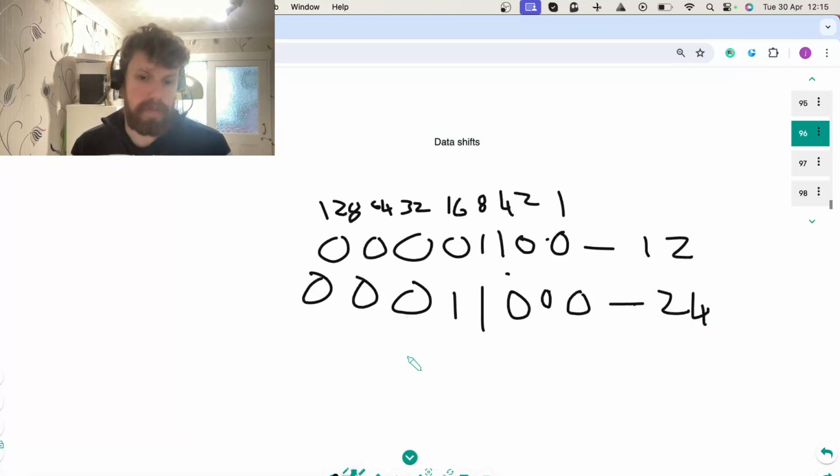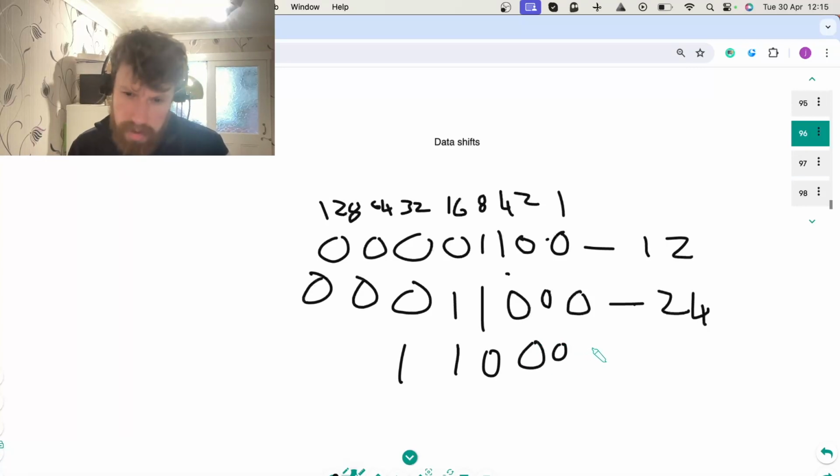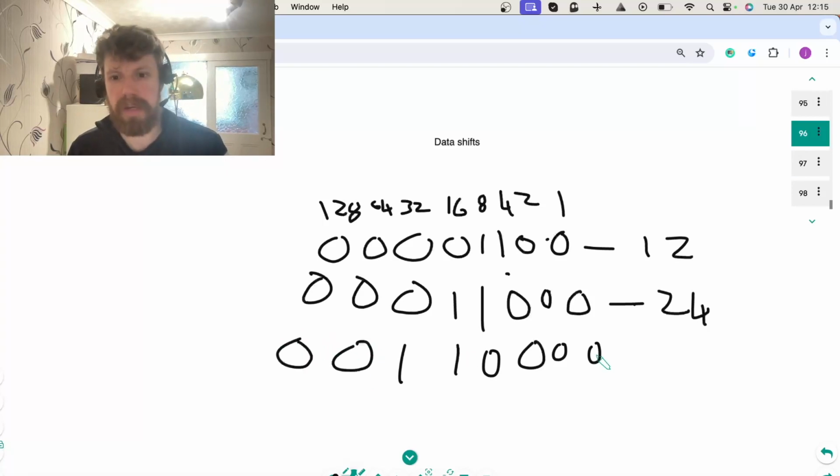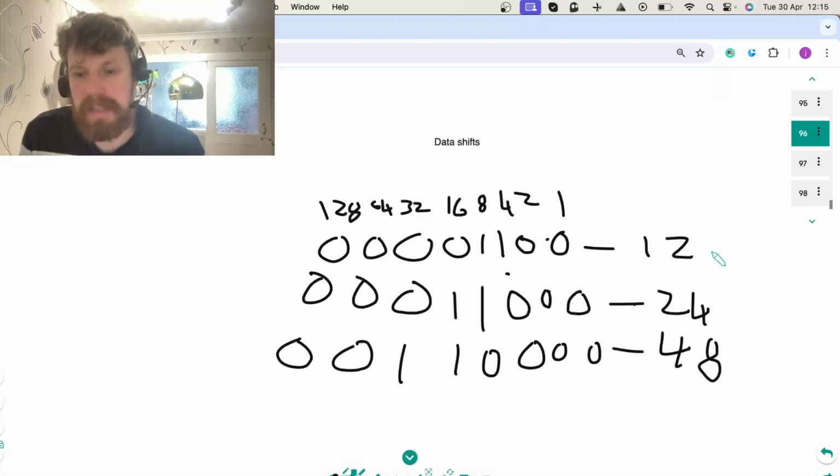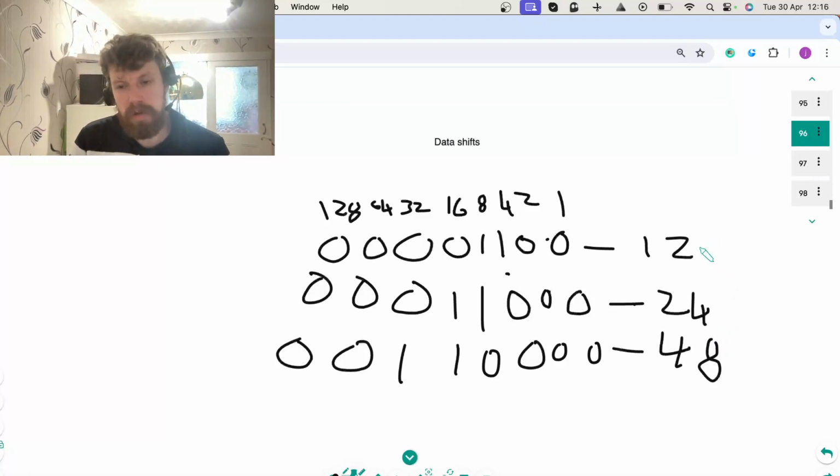I then move this one here, 1, 1. Let's do it once more, just so that you can see the effect. So it's going to go there, and then just 2 zeros in here. And that is going to be 48. Now, if we look at the effect that this has, a left shift of 1 on 12 up at the top here is like times by 2.